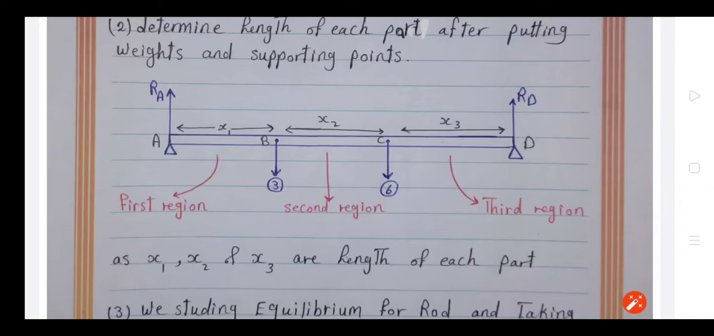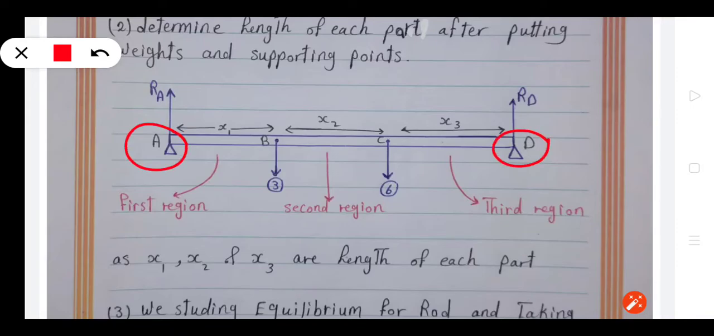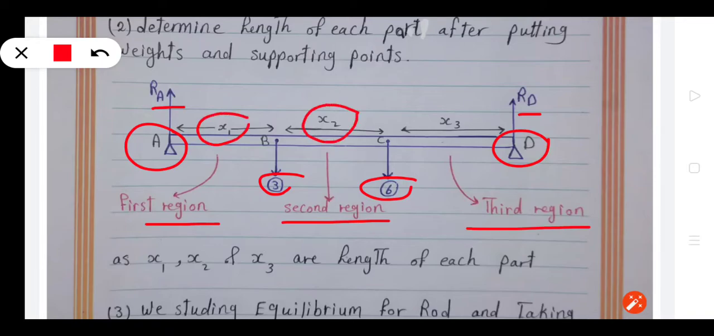Look at this figure. The beam is AD, and A and D are points of supporting. Due to the points of supporting, we have two normal reactions, RA and RD. Let's say we have two weights at point B and point C, 3 and 6. So we have 3 regions: first region, second region, third region. The first length is x1, the second length is x2, the third length is x3, which are given in all examples we will deal with.